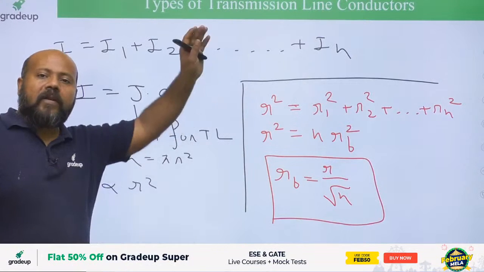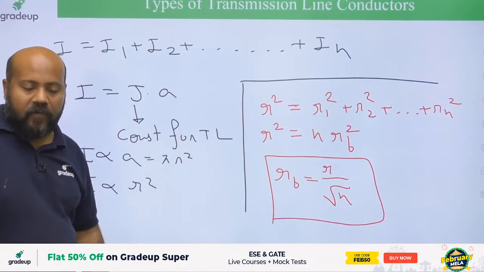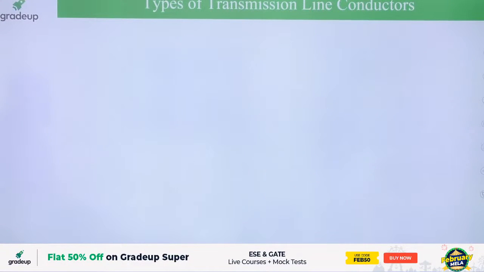So if you know the number of subconductors in the bundled conductor, you can find their individual radius also. Everybody just tell me in the comment section, raise your hands if you are able to follow this. So this is the story of bundled conductors, my friend.